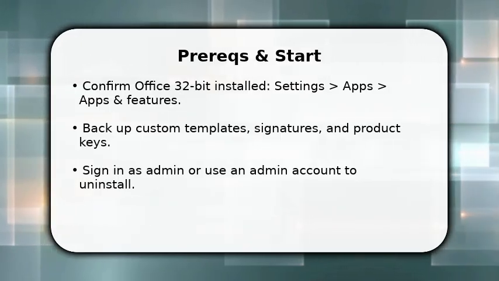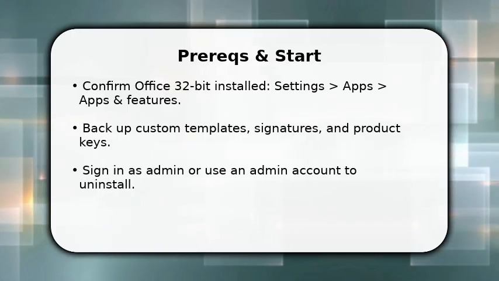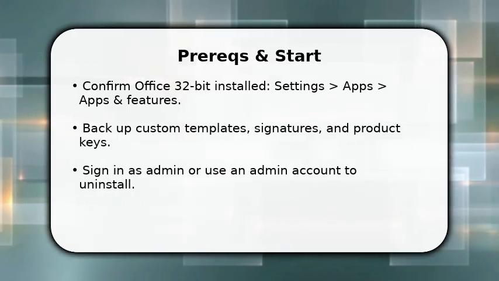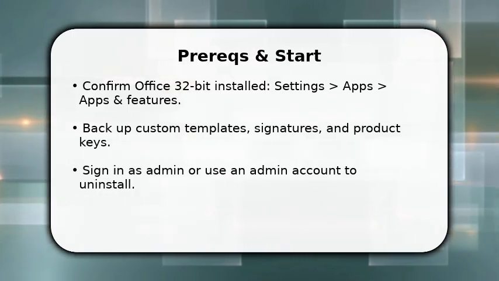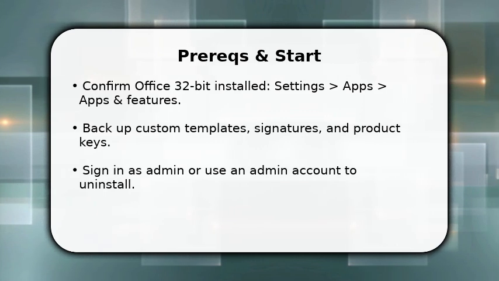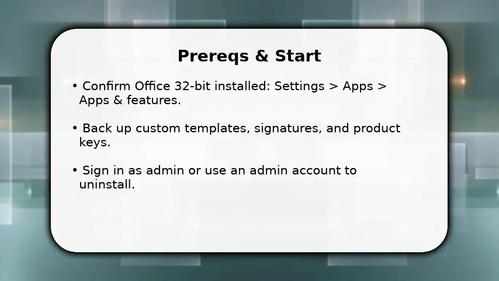Now open Settings, go to Apps and Features, and find Microsoft Office. Once located, select it and click Uninstall to start the built-in removal process. This is the correct first step. You'll follow the system flow.